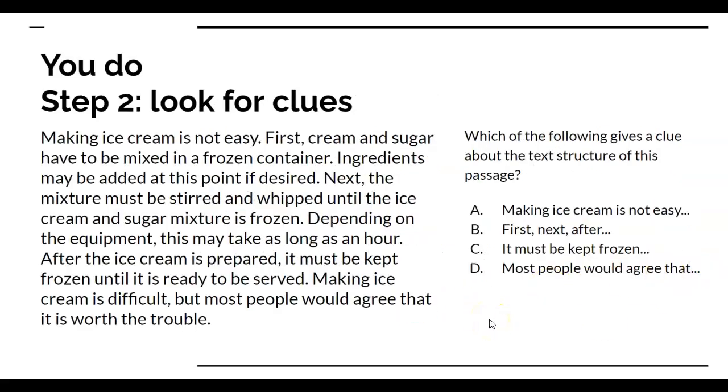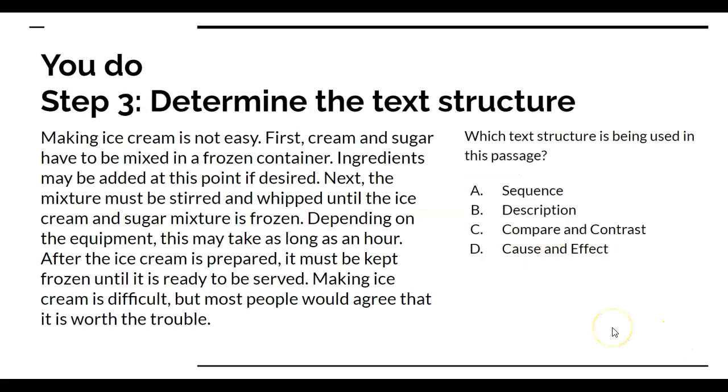All right, I'm going to have you look back over the text again on your own and then answer this question. Which of the following gives a clue about the text structure of this passage? A, making ice cream is not easy. B, first, next, after. C, it must be kept frozen. Or D, most people would agree that. B was the correct answer here. It's got some keywords, first, next, and after. It seems like it's giving us some steps here for making ice cream.